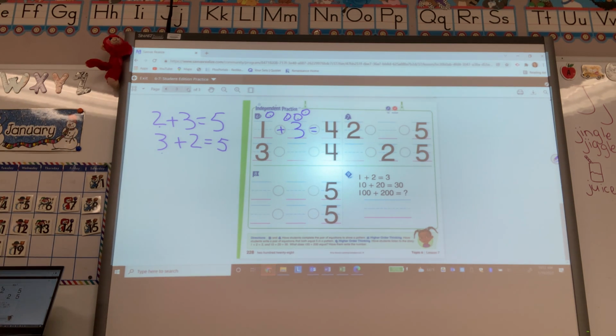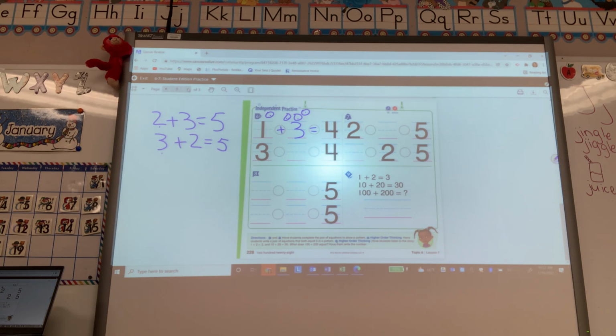Do the rest of number 6, number 7. Number 8, I need to go get our other kids, so you're going to have to finish this at home. Number 8, I want you to write a pair of equations that both equal 5 in a pattern.